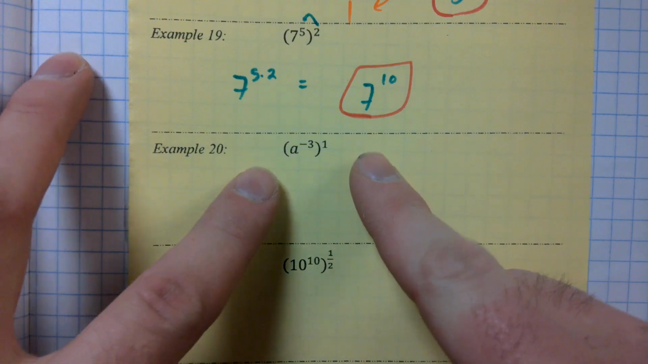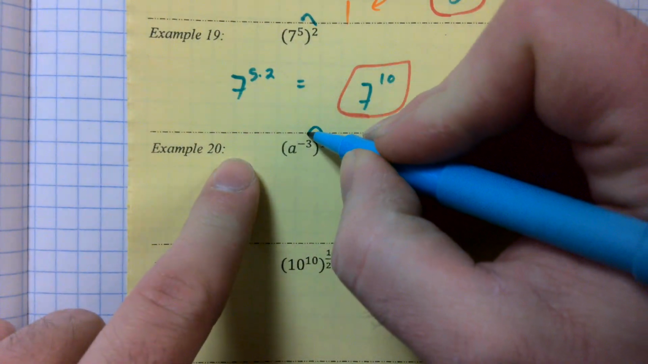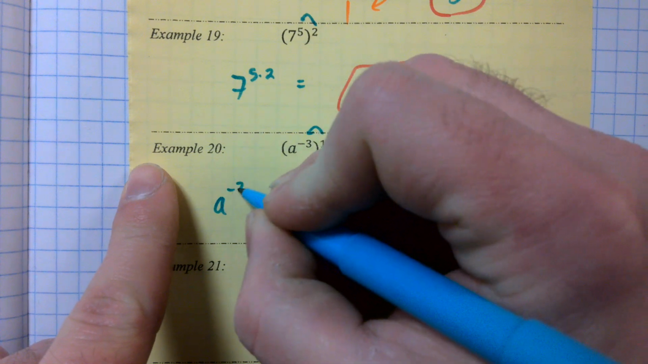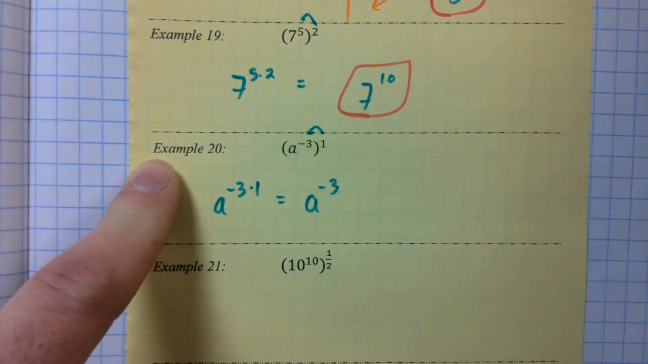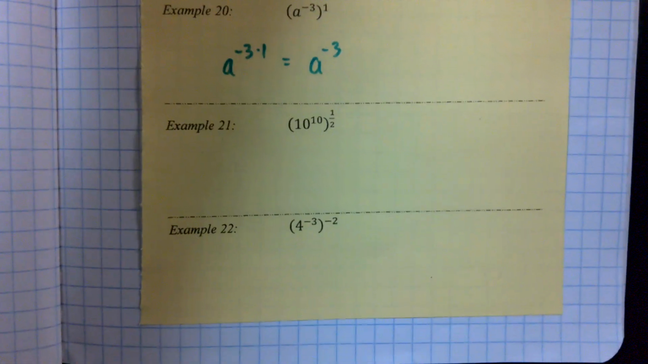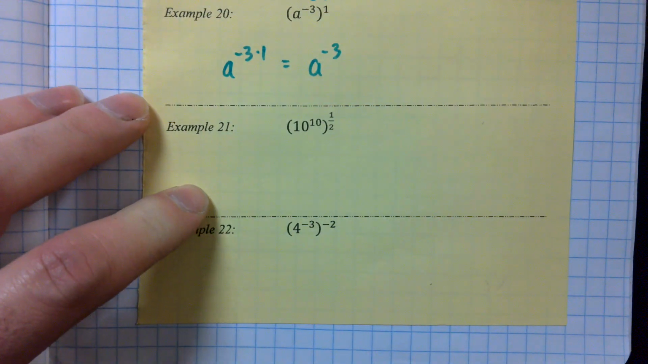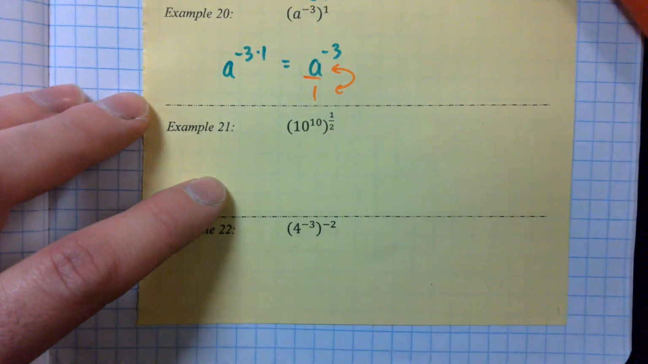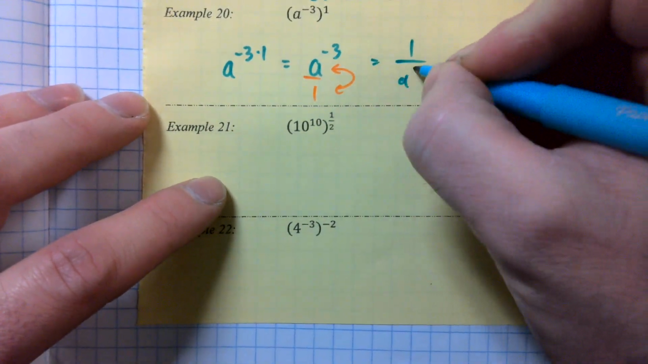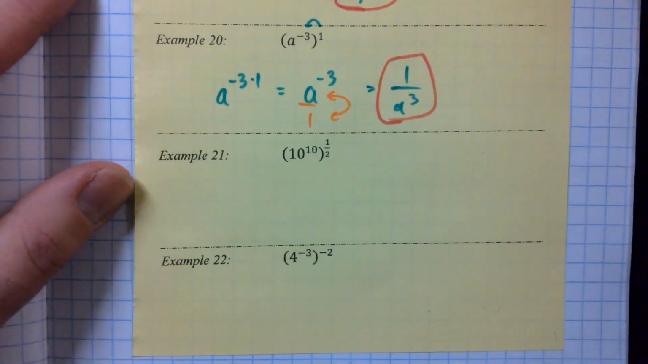Example 20, I'm distributing the 1 to the negative 3. Okay, so what's 1 times negative 3? Negative 3. Is that my final answer? Yeah. Do I want a negative exponent in my answer? No, right? So what can I put underneath that A? A 1. And then what can I do with it? Flip it and make the exponent positive. 1 over a to the 3rd, right?